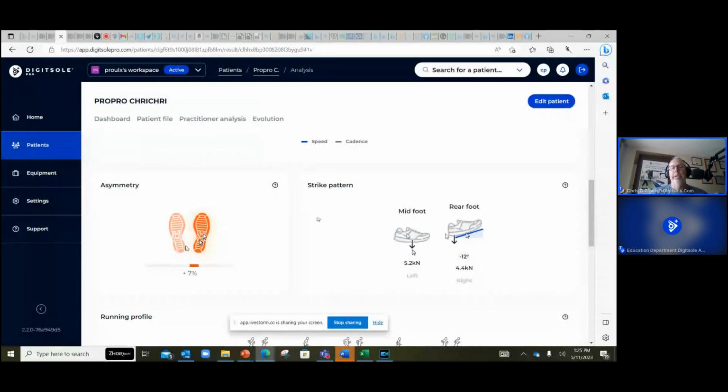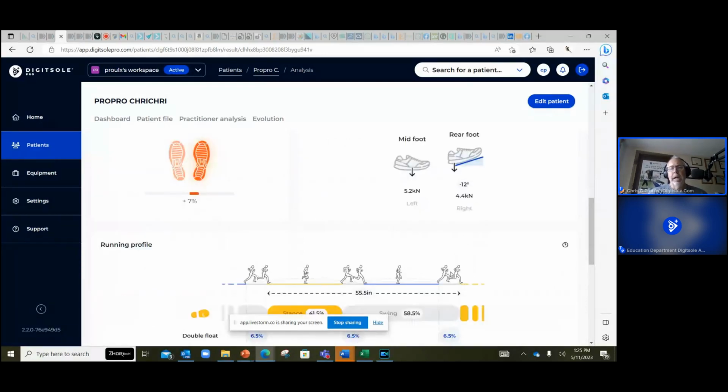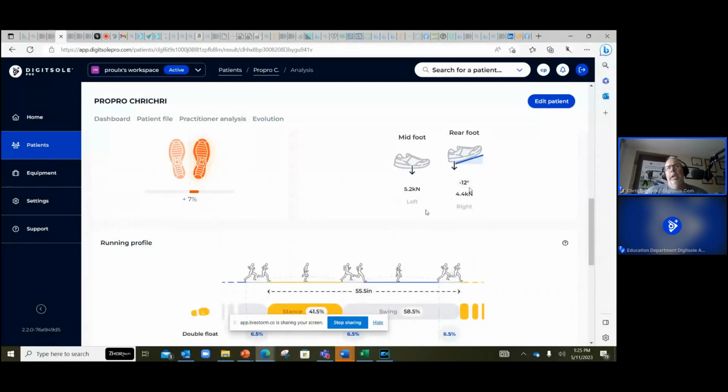And then we see the contact force, 5.2 kilonewtons and 4.4. That's about a 20% difference, and so that is different. Like I said, my gait pattern was a little bit different, but at least all of these footwears will look the same. So is there a standard?